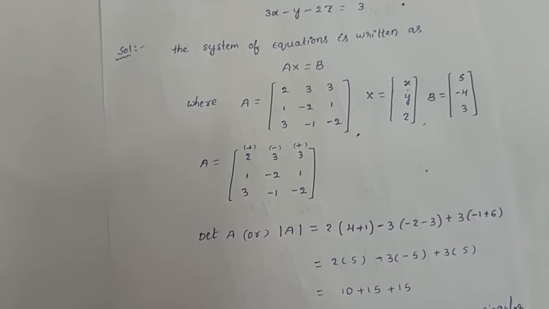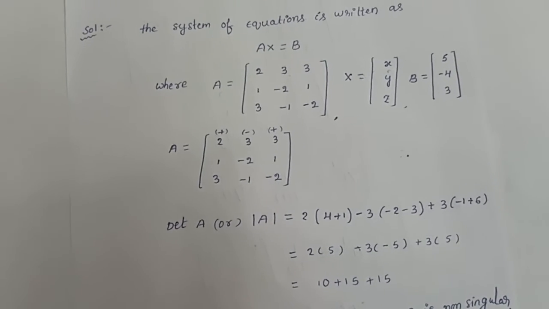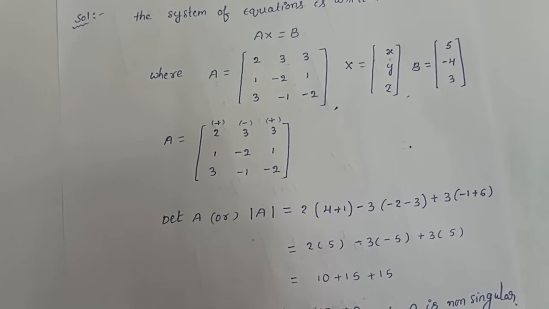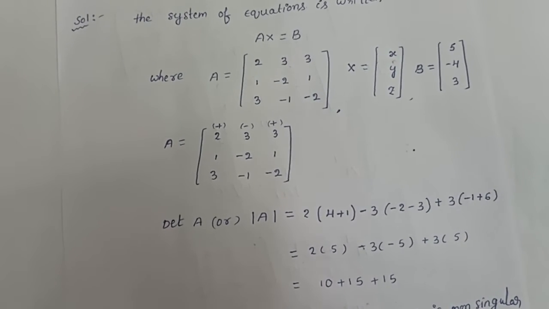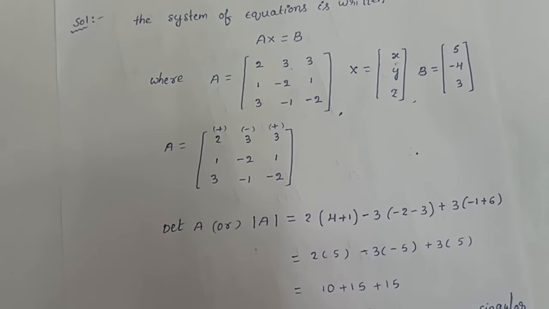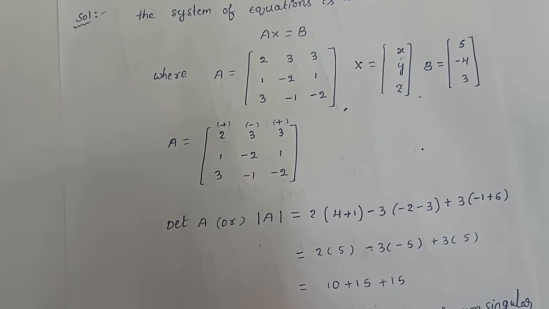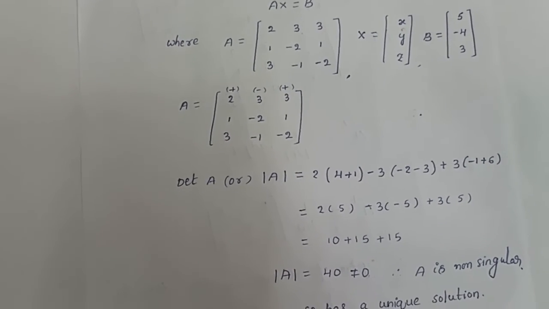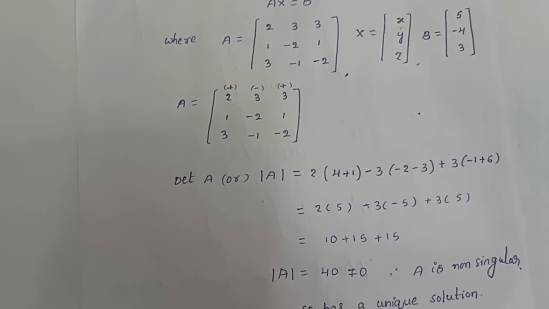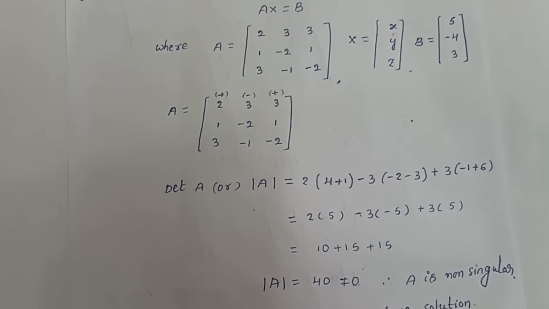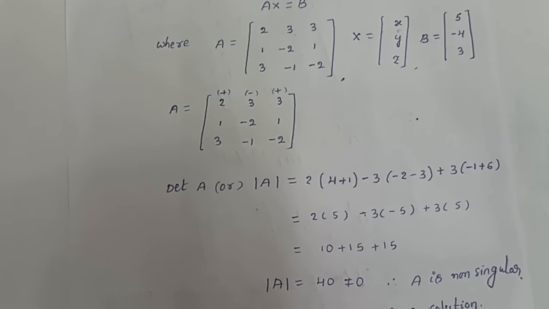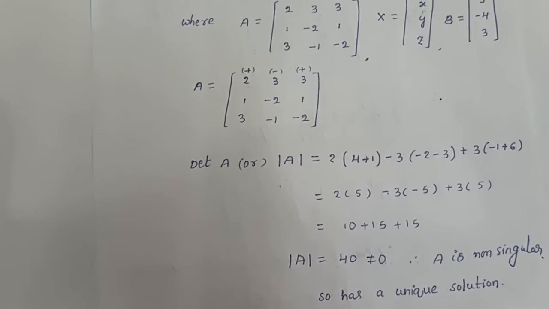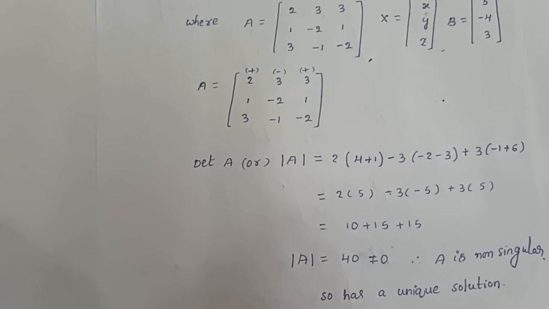So 2 into (4 plus 1 is 5), minus 3 into (minus 2 minus 3 is minus 5), plus 3 into 5. Therefore det A equal to 2 into 5, 10, and minus 3 into minus 5 is plus 15, plus 3 into 5 is 15. Det A equal to 10 plus 15 plus 15 is 40. Det A is equal to 40. 40 is not equal to 0. Therefore A is a non-singular matrix, so it has a unique solution.